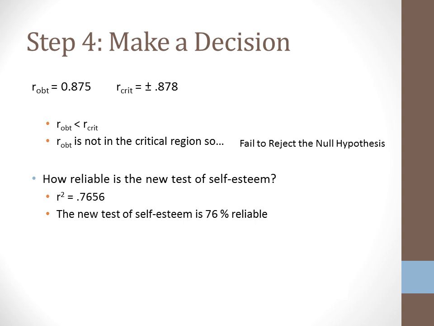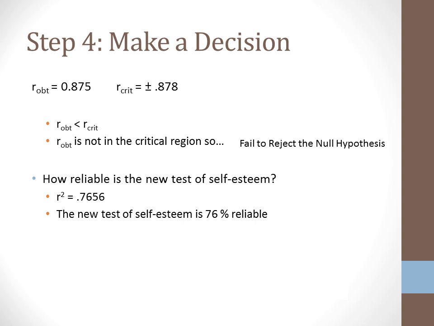I want to stop here and just say something about this. The value of r equals 0.875 is a pretty strong relationship. Having something being 76% reliable is actually pretty reliable. So right now, some bells should be going off in your head saying, wait a minute, how can we fail to reject the null under these circumstances?